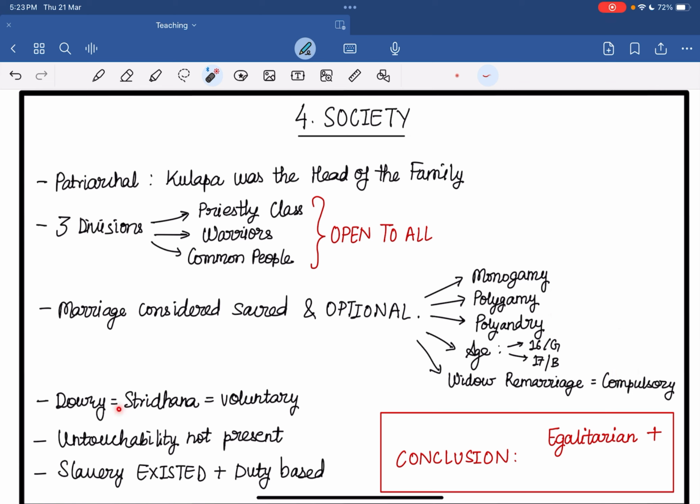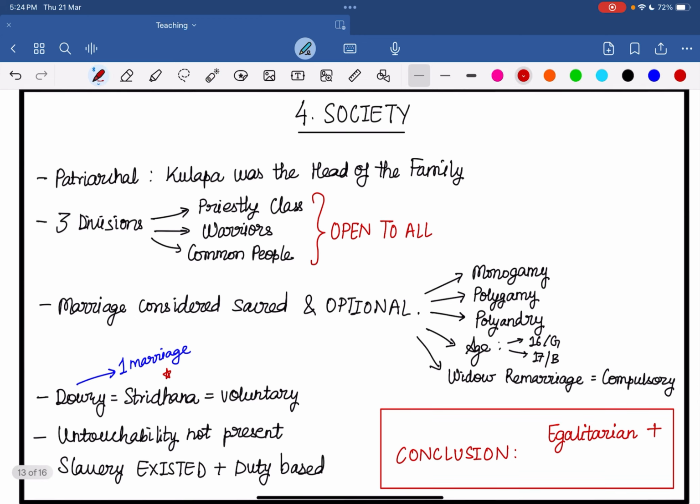Dowry was called Stridhan at that time, which was again voluntary. When we talk about dowry and it being voluntary, you will have to understand one thing, that dowry was only given once and during the first marriage itself. We see that in the case of remarriage, the parents of the bride do not always have to repay and give the dowry or Stridhan again and again. So it was only supposed to be paid once and during the first marriage itself, in the form of cattle wealth.